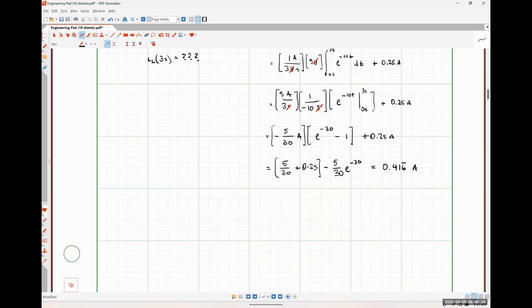Does anybody have any more questions about this particular example? Once again, I really just wanted to hammer down what was going on with the units here. Yes.